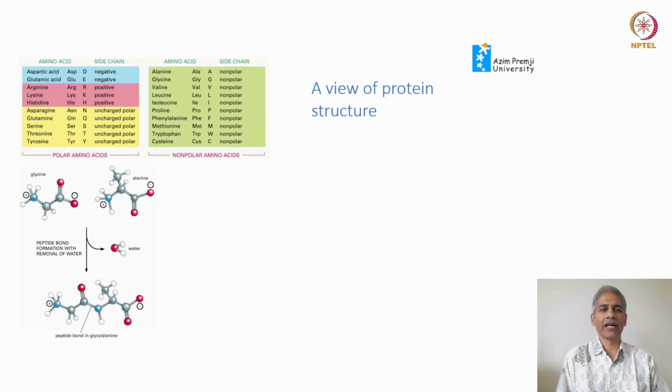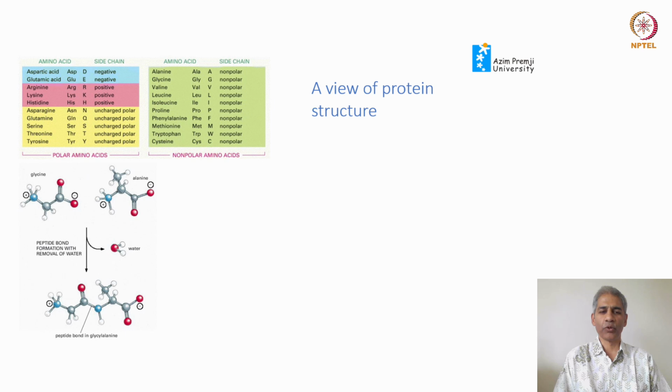And then 2 amino acids can come together in a dehydration reaction with the loss of 1 water molecule to form a dipeptide. Shown in the figure is the formation of a dipeptide of glycine and alanine. The thing to note here is that apart from the formation of the peptide bond, which is the CONH bond, the dipeptide also has a direction. So it has an N end and a C end.